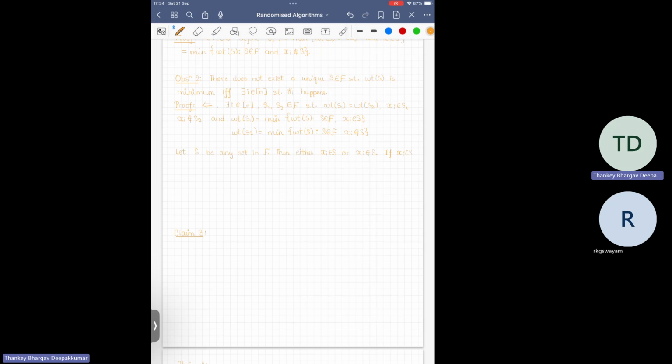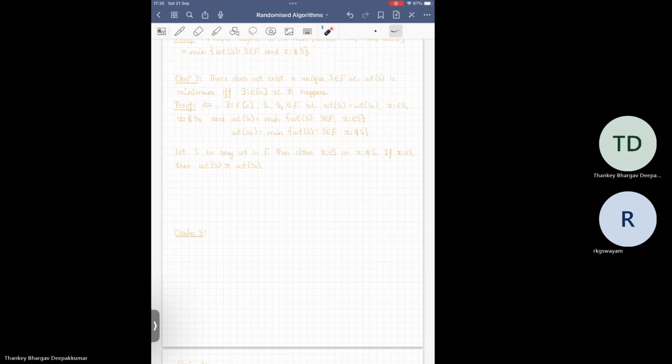So if xi is in S, then what's the weight of S? Why is this true? Because S1 has the minimum weight, so the weight of all other sets would be greater than this. Okay, but S1 does not have the minimum weight overall, right? S1 only has the minimum weight among all sets containing xi.